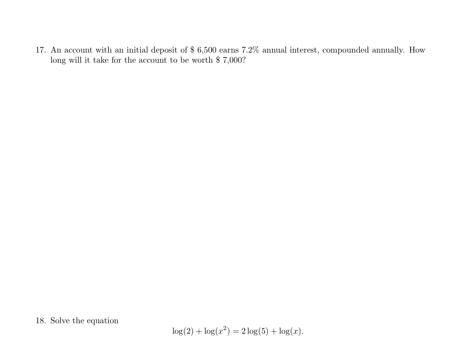Number 17. An account with an initial deposit of $6,500 earns 7.2% annual interest, compounded annually. Remember, how it's compounded decides which formula we use. How long will it take for the account to be worth $7,000? Since it's compounded annually, we're going to start by writing down that formula.